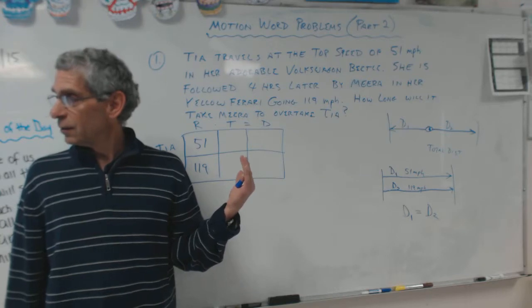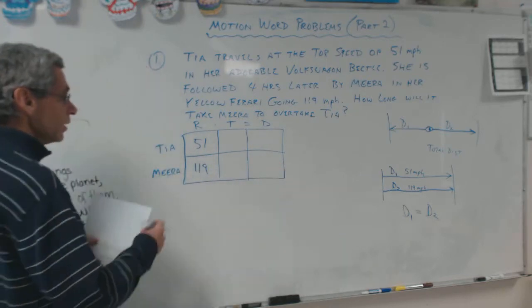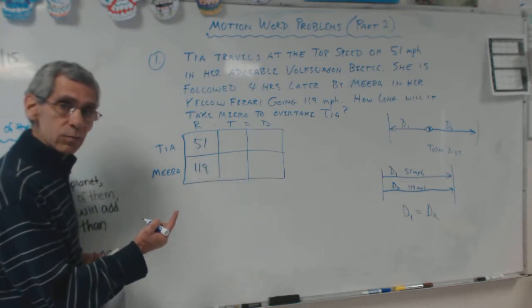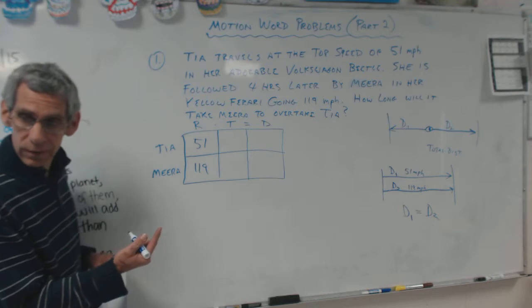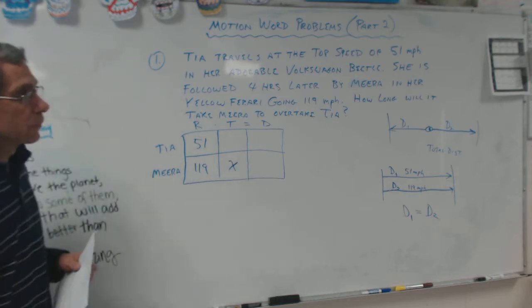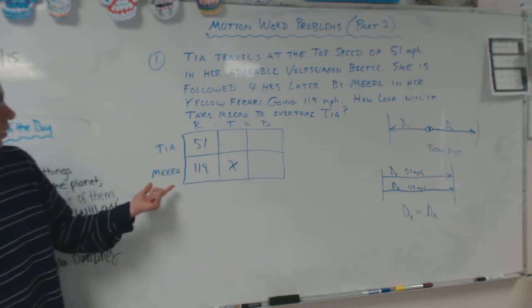Does that make sense? Because she was going faster, she didn't have to go as long. So let's make the smallest number of hours Mira. Does that make sense? Well, I'm just going to use X this time. I could use T, but I already wrote it. And then Tia would be X plus 4.